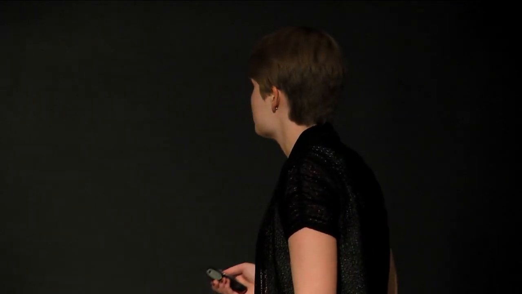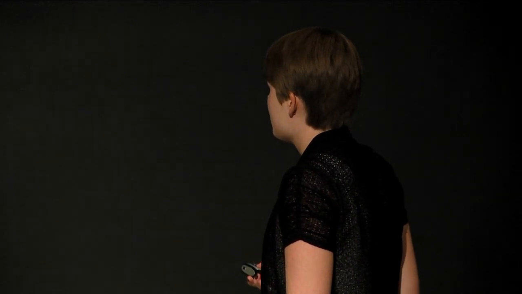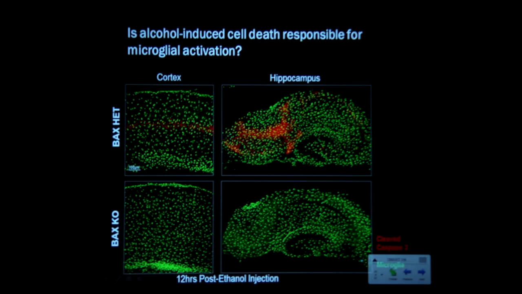Now, lucky for me, we actually had a mouse line in my lab that did not express BAX. So here is an animal that is a BAX knockout. It does not have an intact apoptotic pathway. And here's an animal that does express BAX, so it can undergo apoptosis. And what we notice, if we inject both of these animals with alcohol, is cell death initiate in our normal animal, but no cell death in the BAX knockout.